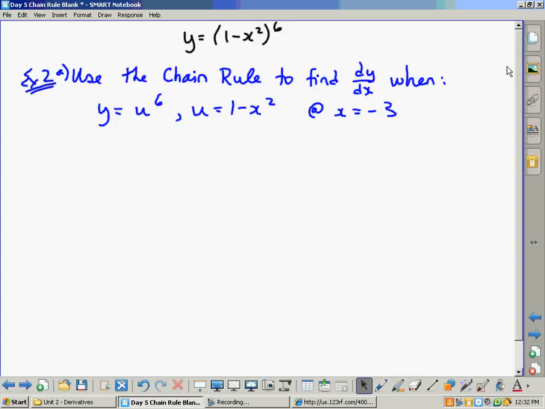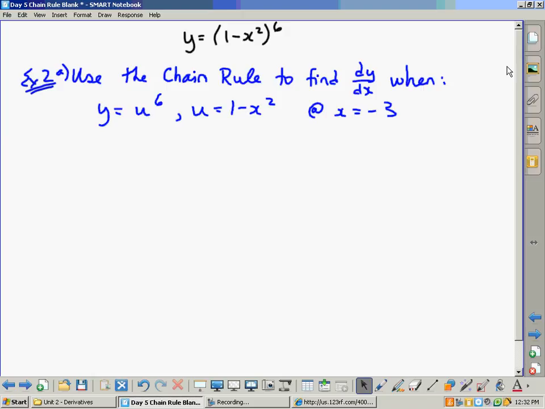It says use the chain rule to find dy by dx when y is equal to u to the power of 6 and u itself is equal to 1 minus x squared at a specific point. So the questions look more like what's in blue as opposed to just go off and use the chain rule on your own, because for the ones that you can do on your own, you already have a different rule. So I'll give you a second to copy that down. And it also allows us to tackle some of those crazier ones without having to write them all out.